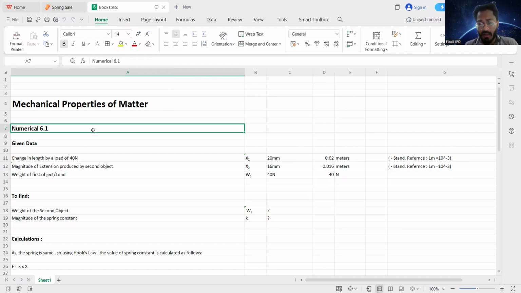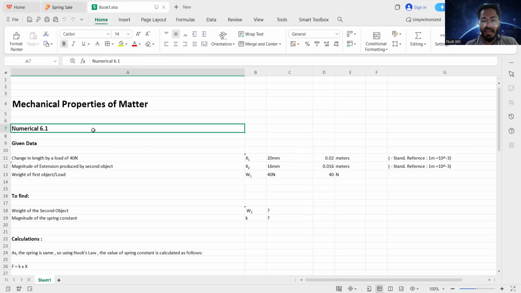So without wasting any time, I'm going to read the first interrogative context or the situation or the scenario as established by the examiner. And that particular situation relates or pertains to numerical 6.1. And the statement is: a spring is stretched 20 millimeter by a load of 40 Newton.